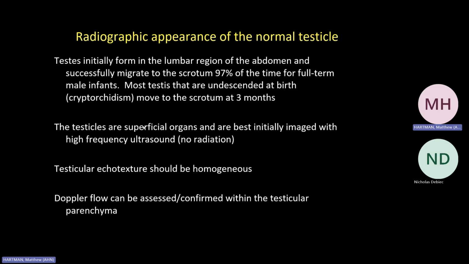Remember the testicles are superficial organs, so this will be best imaged with a high-frequency ultrasound probe, no radiation. The testicular architecture should be homogeneous, and we can confirm flow using the Doppler settings on our ultrasound. Again, we want some Doppler flow to the testes. We'll talk about what it means if you have too much or too little flow to the testicle.